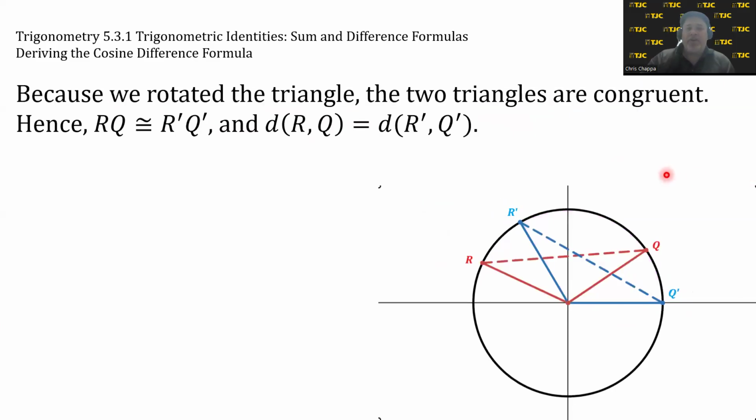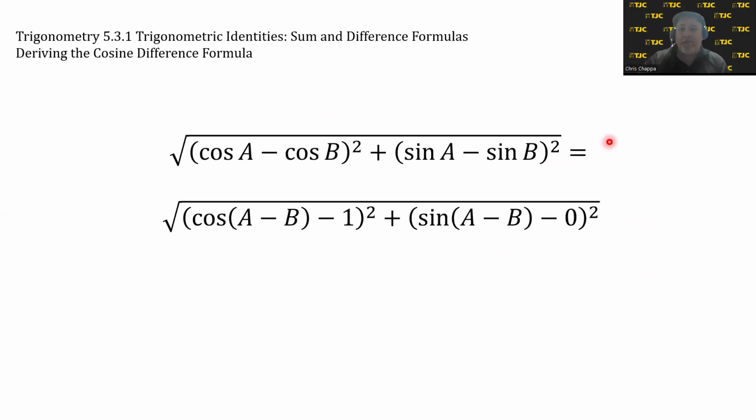Now, because we only rotated the triangle, the two triangles are congruent, which means RQ is congruent to R prime Q prime, which means the distance from R to Q is the same as the distance from R to Q prime. Therefore, we can equate their distances. This is the expression that we got for the first distance. This is the expression that we got for the second.